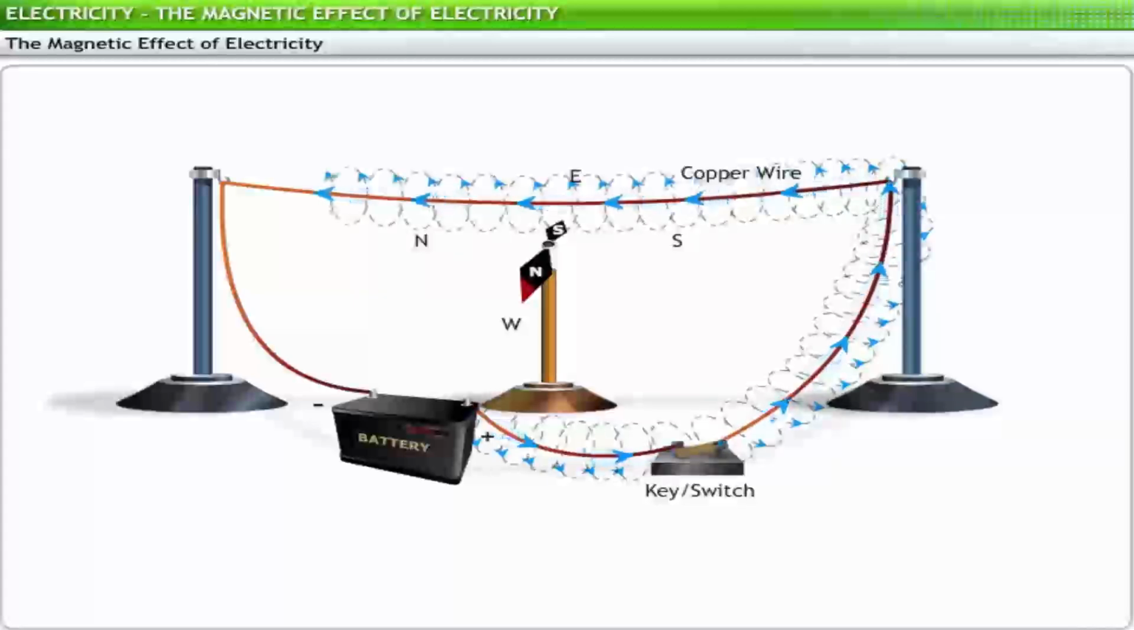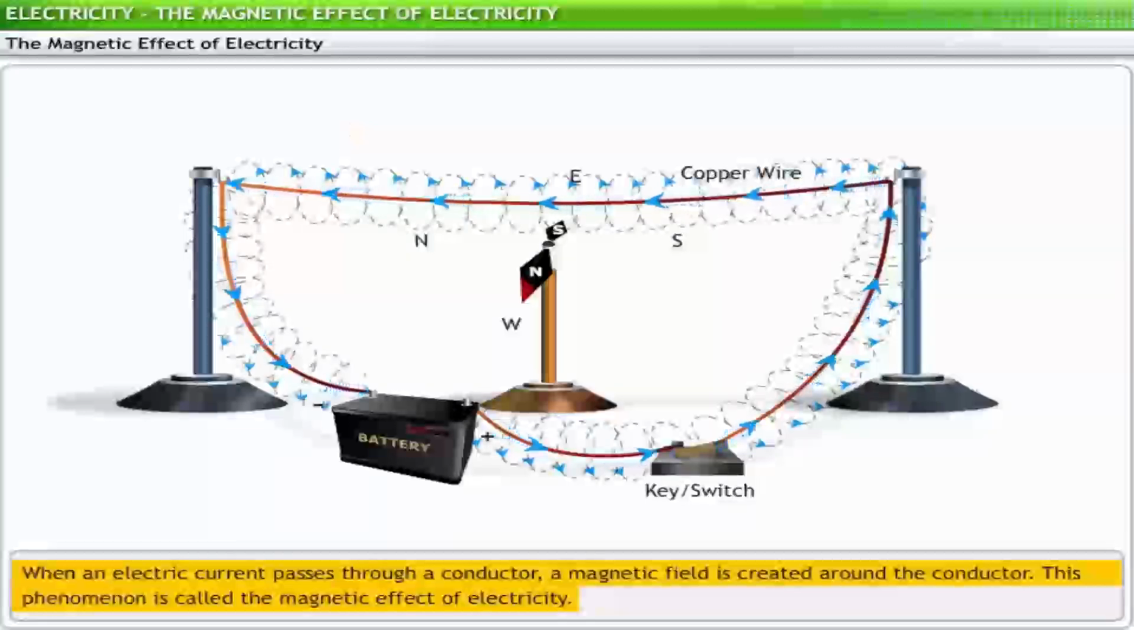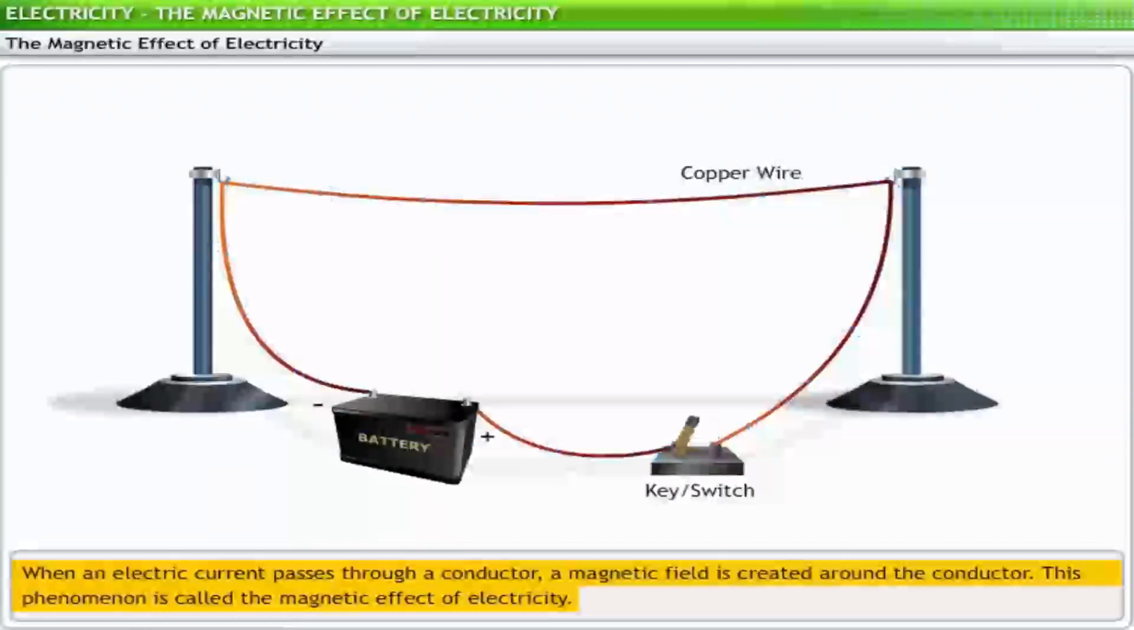As you saw in Ørsted's experiment, when an electric current passes through a conductor, a magnetic field is created around the conductor. This phenomenon is called the magnetic effect of electricity. Let's analyze this magnetic effect further.